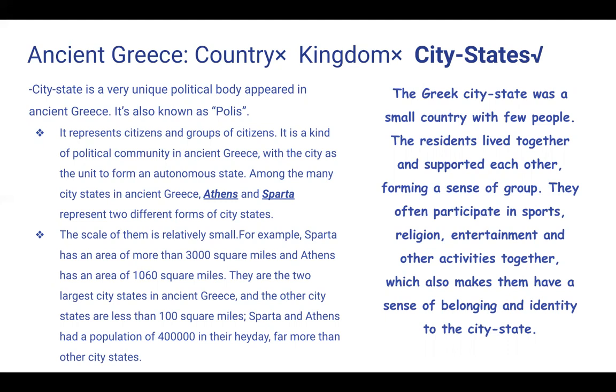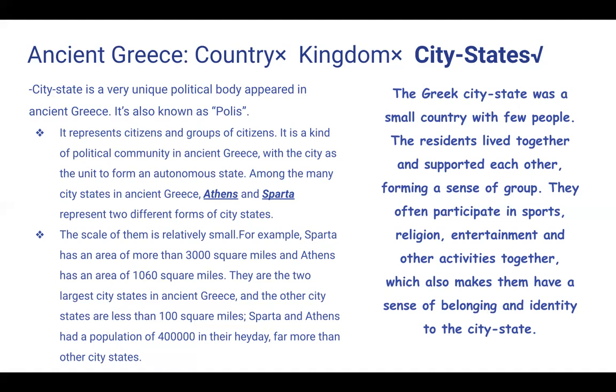It represents citizens and groups of citizens. It is a kind of political community in ancient Greece, with the city as the unit to form an autonomous state. What is called autonomous? It means that the people there have a very large freedom to govern themselves.